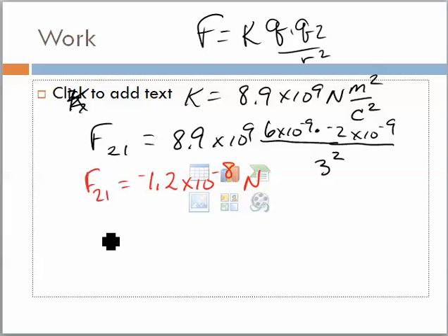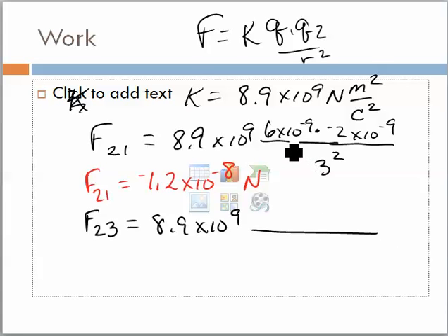As I've gone back and looked, I'm actually doing the wrong ones, but it works the same way. Let's find the force on 2 due to 3. That's still going to be 8.9 times 10 to the ninth, and then charge 2 is still negative 2 times 10 to the negative ninth, and charge 3 is 5 times 10 to the negative ninth, and the distance between them is 5, so 5 squared is 25 on the bottom.